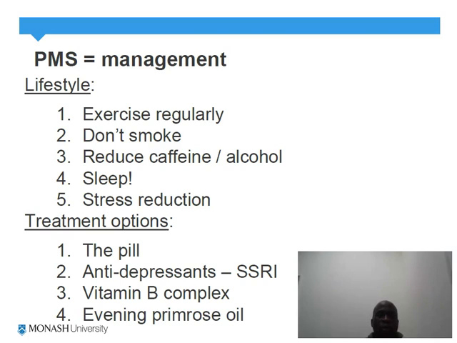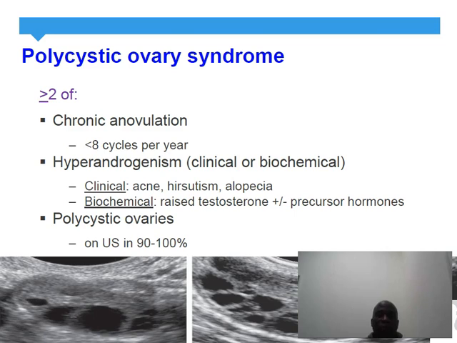And then, of course, we have drug therapy. For example, the pill. The pill assists in reducing PMS symptoms. And also antidepressants. Okay, you can get some antidepressants that will help relieve the symptoms. Vitamin B complex is known to be beneficial for this. Even primrose oil is also good for PMS management. Okay, so we've just spoken about one type of syndrome.